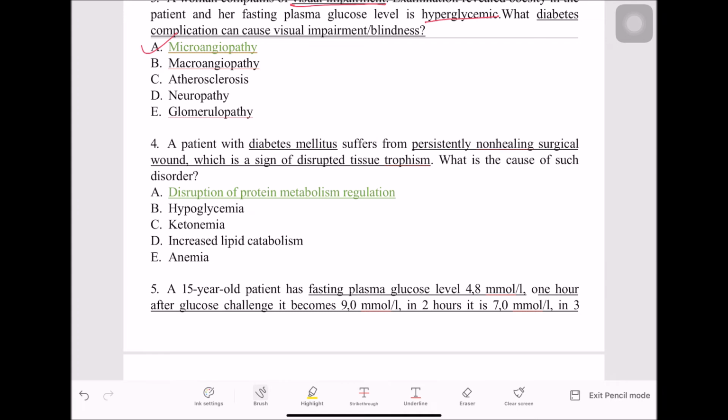The fourth question: the patient with diabetes mellitus suffers from a persisting non-healing surgical wound. What is the sign of disturbed tissue trophism? What is the cause of such disorder? When there is a high level of glucose in the blood, that affects the blood vessels, and it disturbs the formation of healing, so there will be a persistent non-healing wound. That is a disruption of protein metabolism regulation. The glucose has to get into the cell to change into ATP, so there will be disturbed protein metabolism regulation.